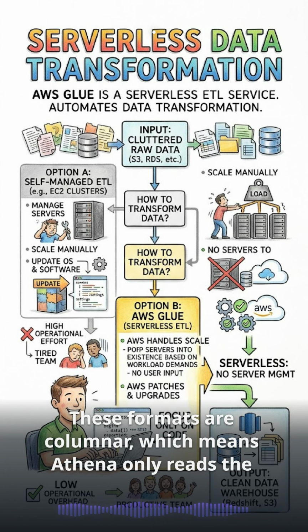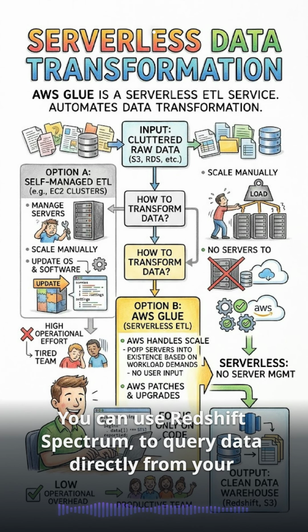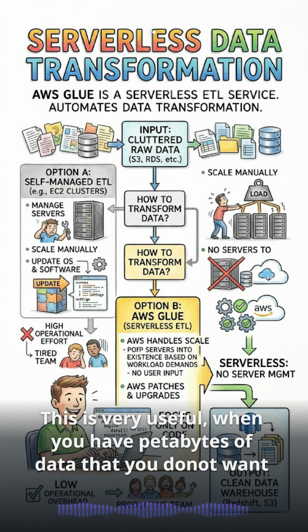We must also discuss Amazon Redshift, which stores your clean data for deep business analysis and charts. Redshift uses a leader node to manage queries, and compute nodes to do heavy lifting work. You can use Redshift Spectrum to query data directly from your S3 buckets without loading it first. This is very useful when you have petabytes of data that you don't want to move.